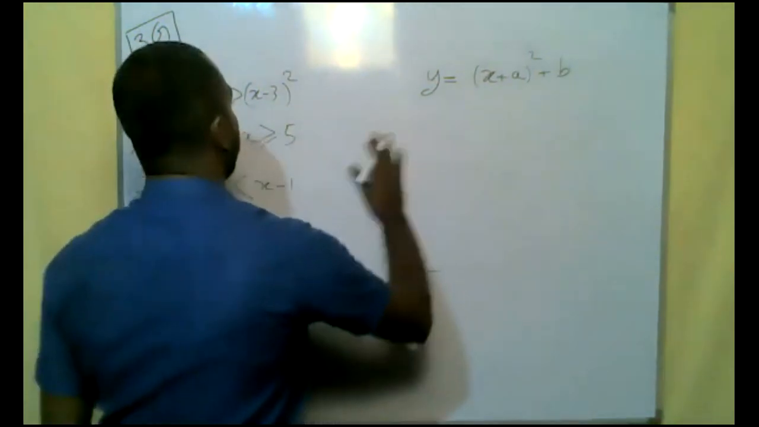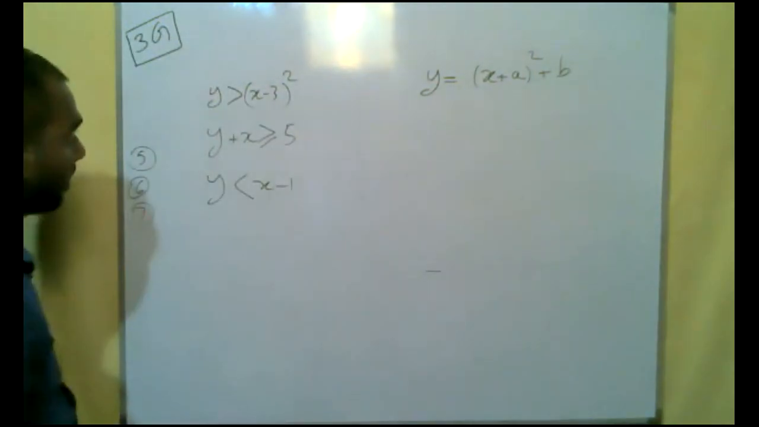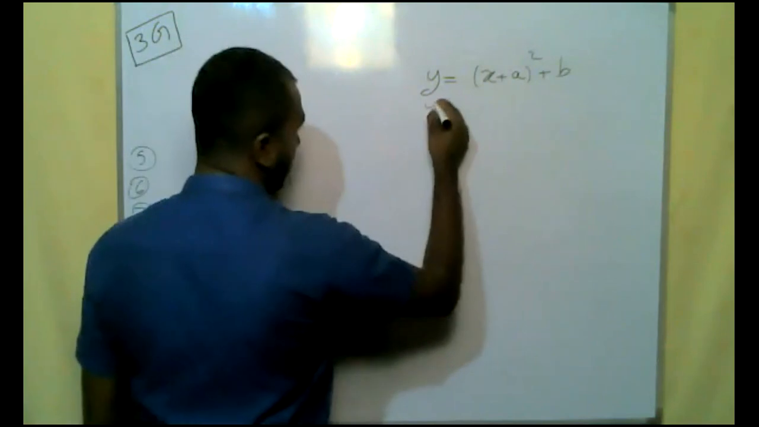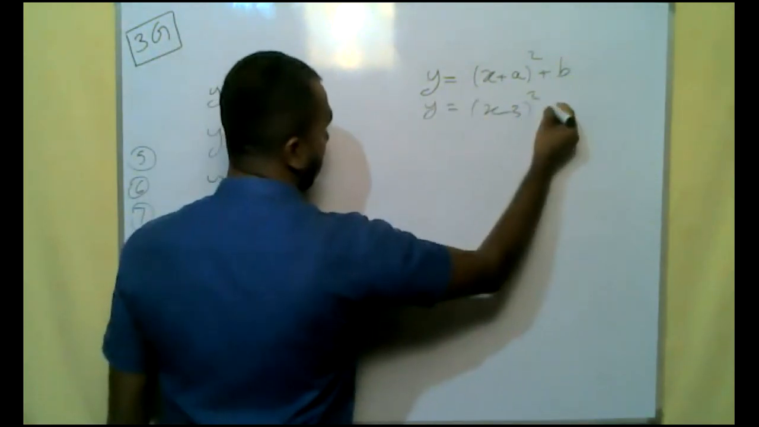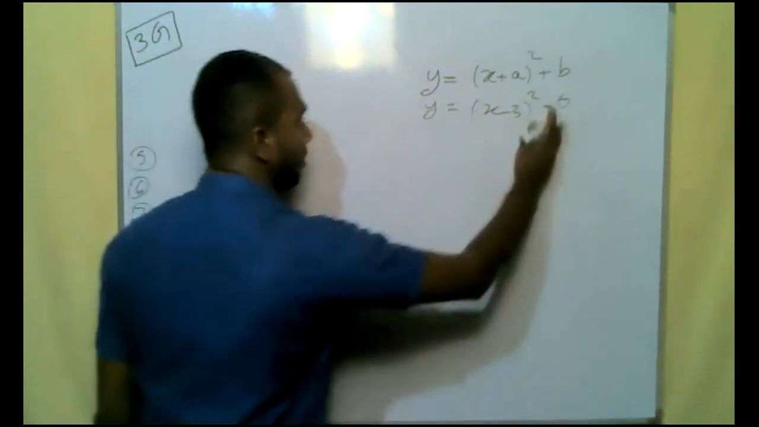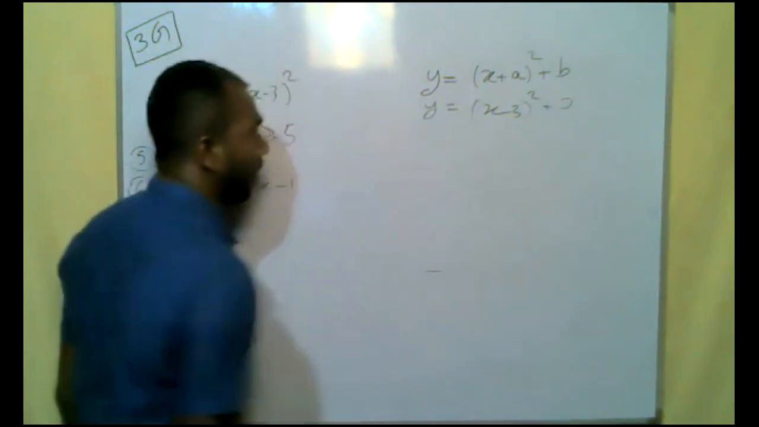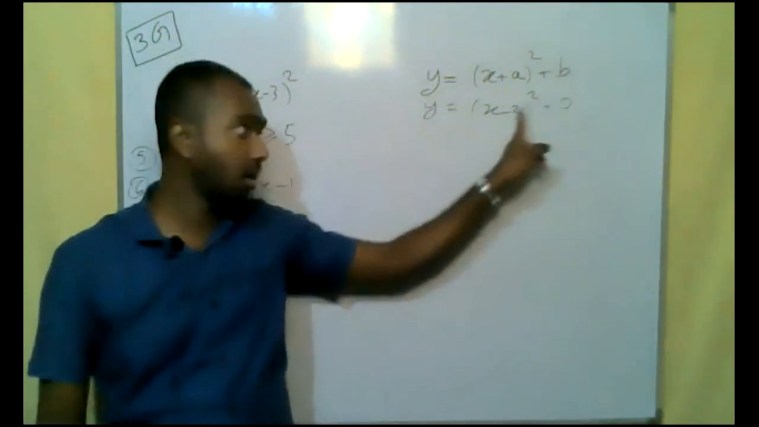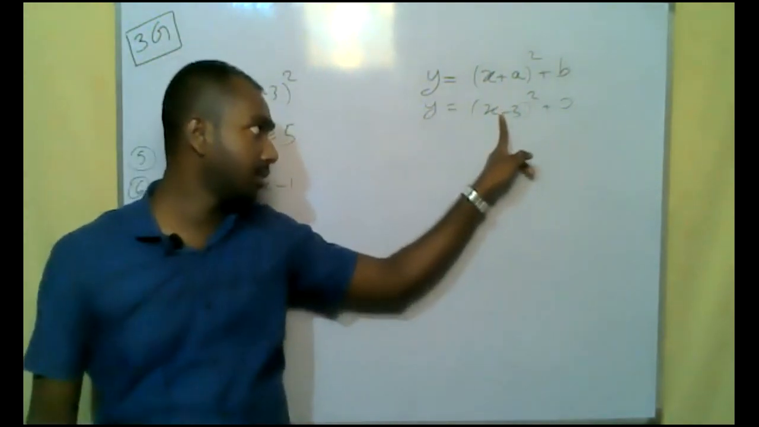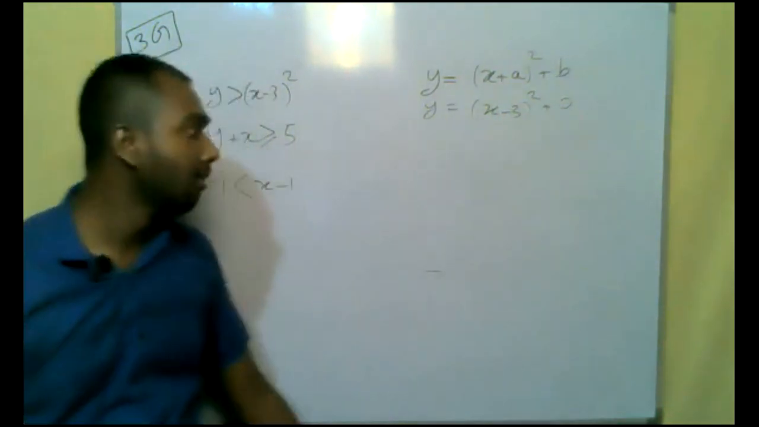So if you look at the first equation, it looks like y equals (x minus 3) squared plus 0. So this is a minimum shape graph, our minimum value will be 0, and the axis of symmetry, if we equalize this to 0, x becomes 3.